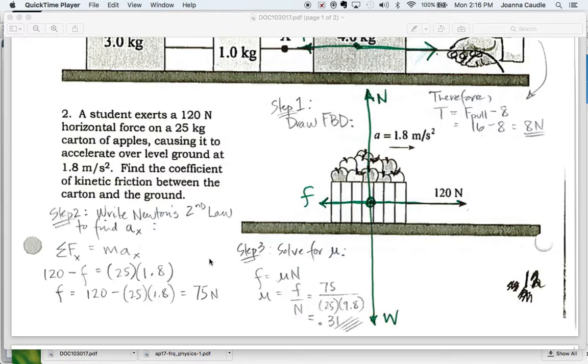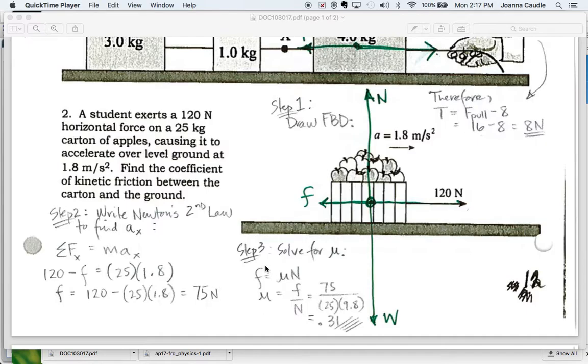The next thing you do is you write Newton's second law equation in the direction of the acceleration. So that's the x direction. So the sum of the forces acting horizontally in the x direction are the 120 Newton pull minus the force of friction, and that's equal to the mass of the carton times the acceleration. I plugged everything in and I solved for the friction force, and I found the friction force is 75 newtons.